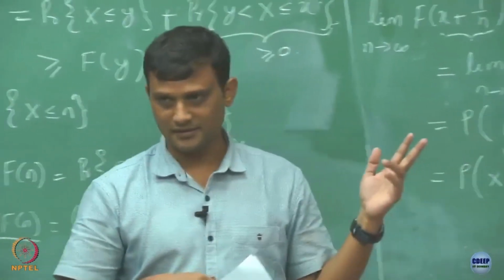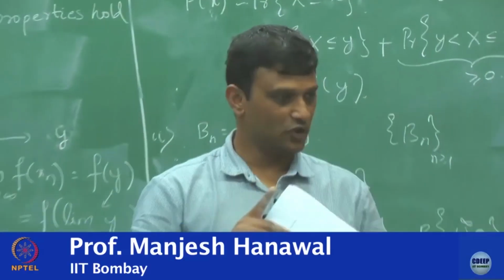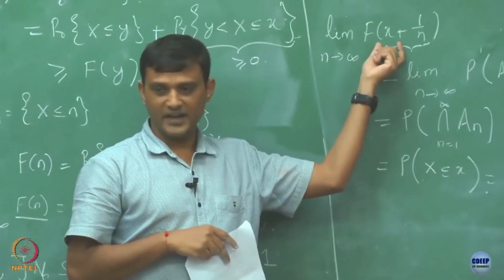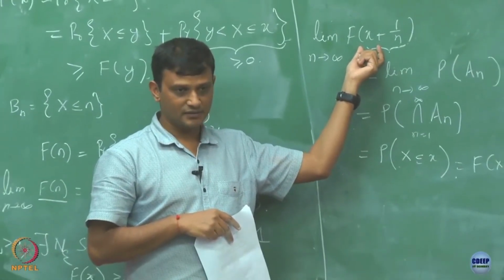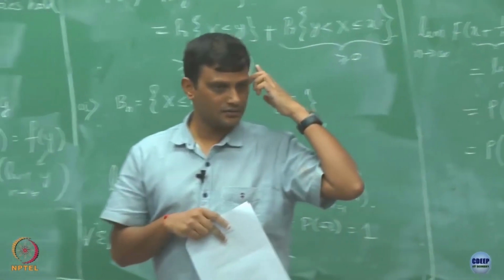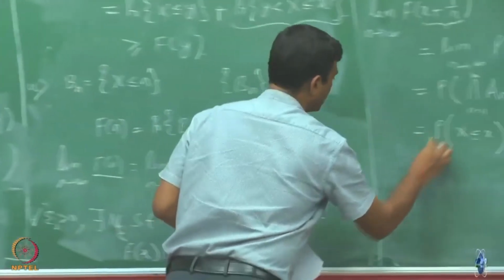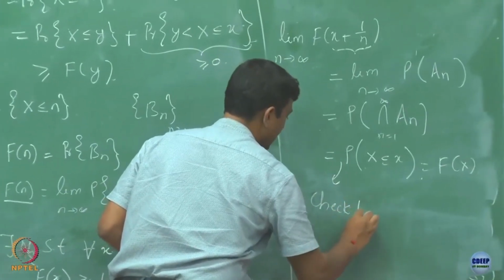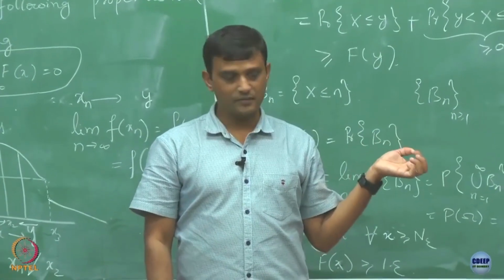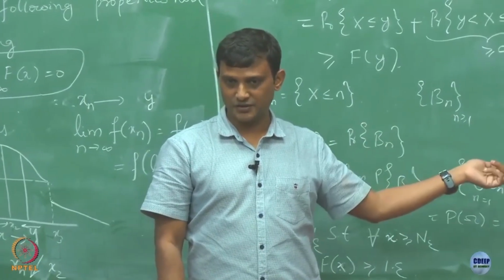Continuity I have already used. So do you think we can use again the monotonicity property to make this argument work for any sequence? So check that. This one, which I have proved for a particular sequence, the same argument can be used to argue that for any right converging sequence this is true. How is that true?